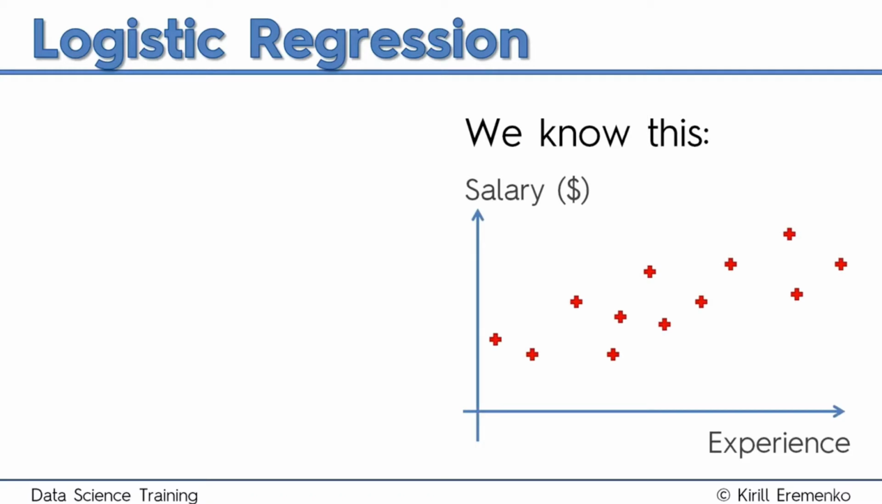So when we have a scatter plot like that, where on the horizontal axis we've got the independent variable, and on the vertical axis we've got the dependent variable, and this is an example, we looked at salary versus experience. How do we create a model here?